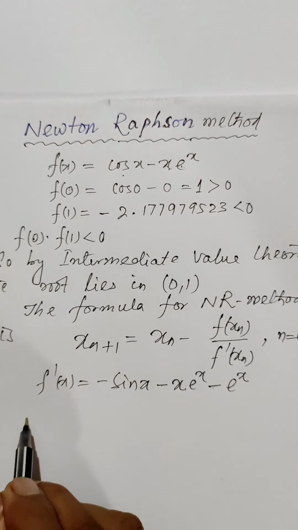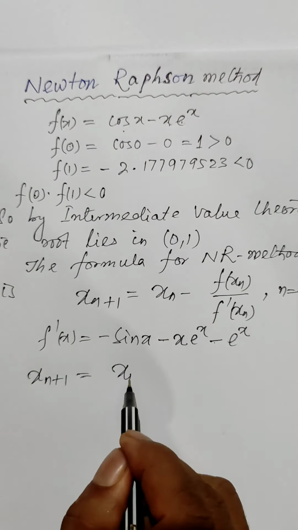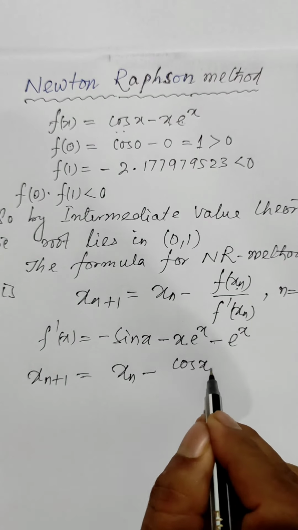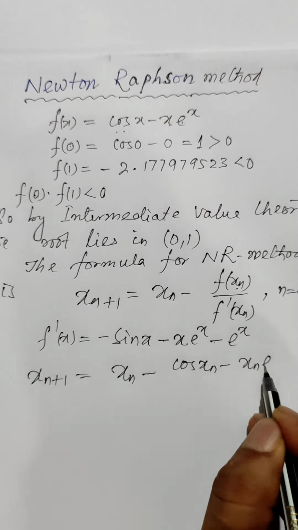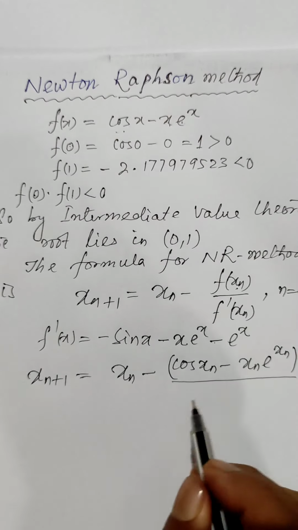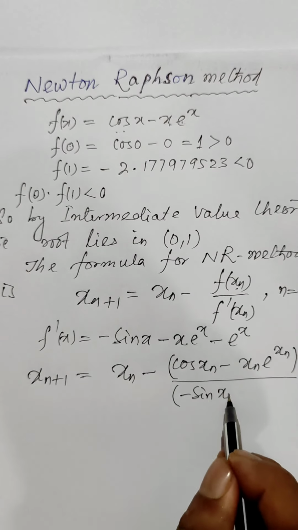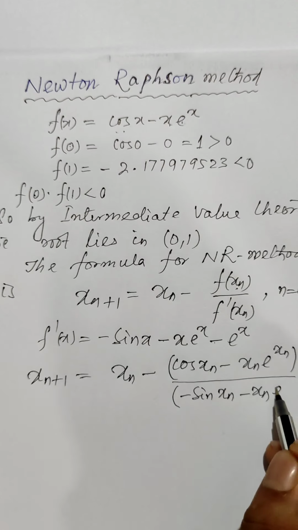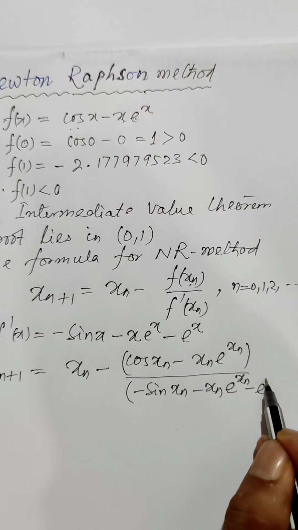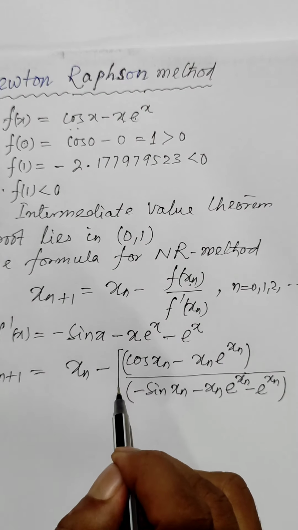Now what is our formula? Xn plus 1 is equal to xn minus f of xn. What is f of xn? Here cos xn minus xn e to the power xn. Put a bracket here, it will be better for you. Divided by bracket start f dash xn, that means minus sin xn minus xn e to the power xn, then minus e to the power xn. Put a bracket. Again put a total bracket.